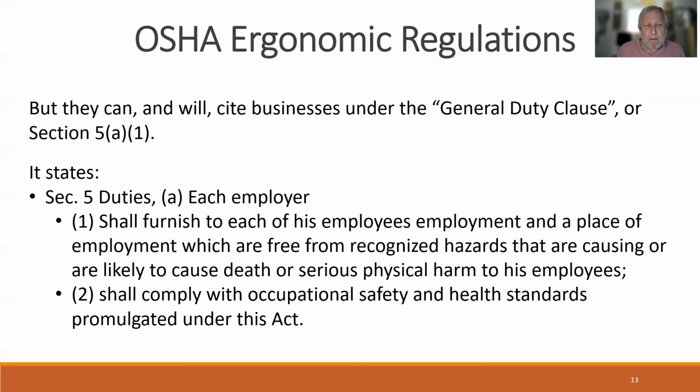It's called either 5(a)(1) or the General Duty Clause, either one of those is an accurate description of this. It says each employer shall furnish to each of his employees employment and a place of employment which are free from recognized hazards that are causing or are likely to cause death or serious physical harm to his employees. And each employer shall comply with the occupational safety and health standards promulgated under this Act. So it says that employers must provide a place free from recognized hazards that are causing or likely to cause death or serious physical harm, and they must comply with that whole standard.